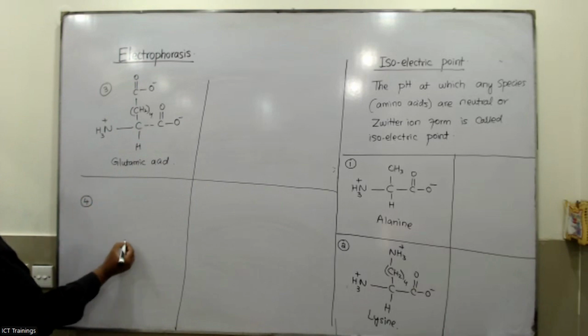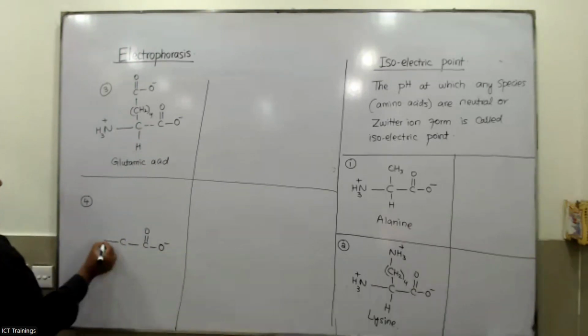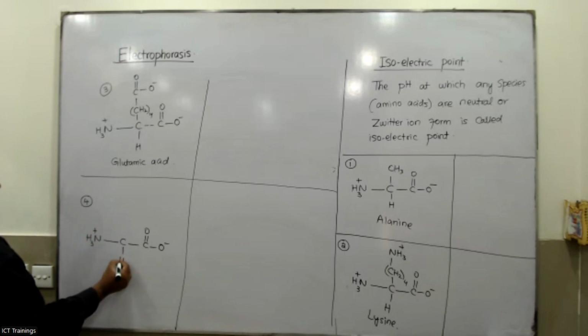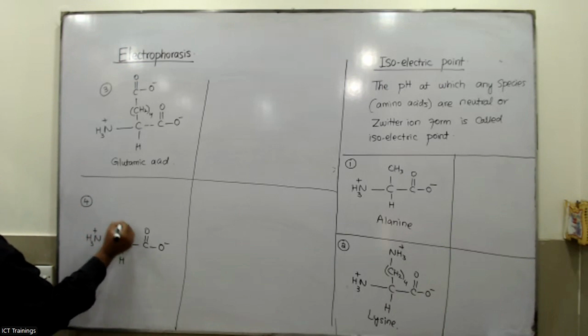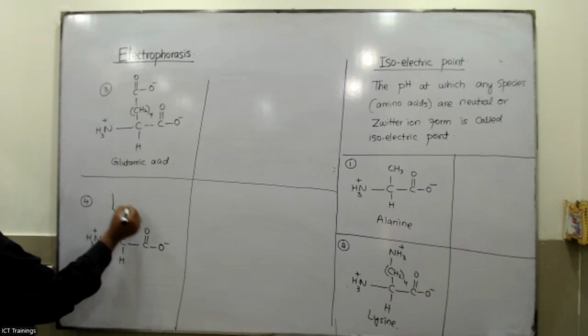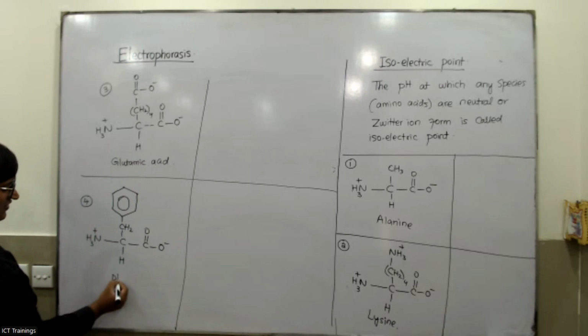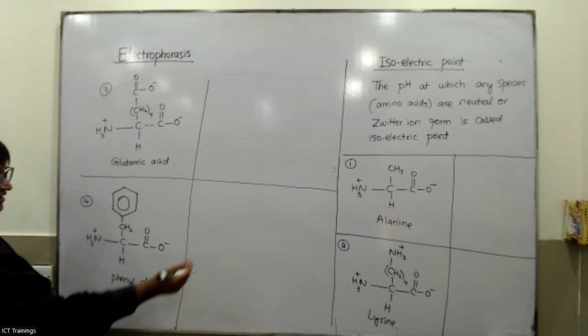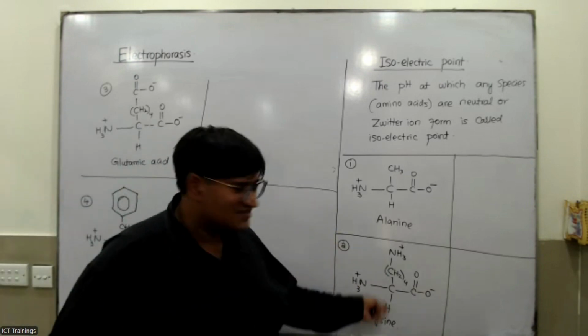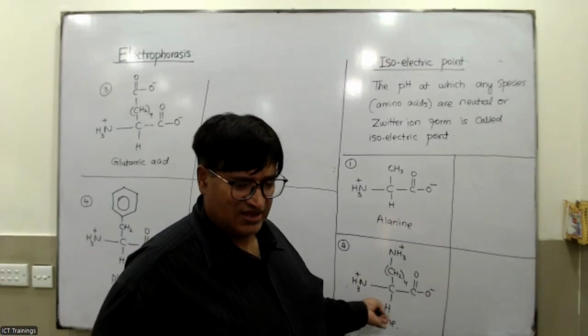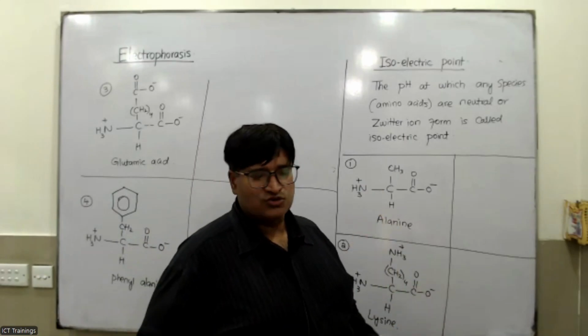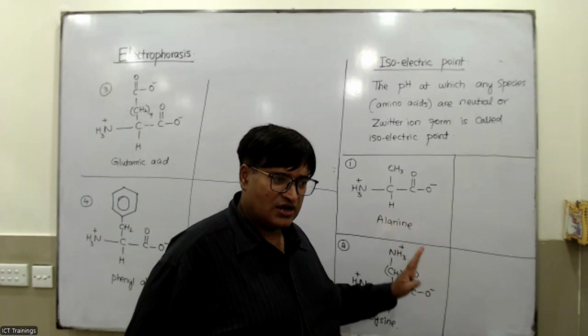The fourth amino acid I'm going to take, carbon. This is C double bond O and O minus. This is NH3 positive. This is hydrogen and this is CH2, with the benzene group attached. So this amino acid is phenylalanine. You are not required to learn these amino acids. He's going to give you in the question, so don't you worry about it. You are not going to require.